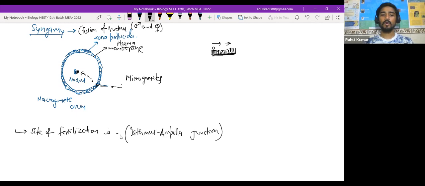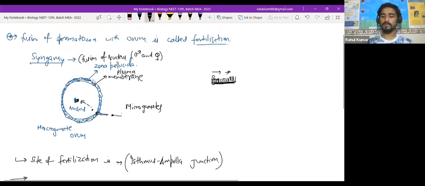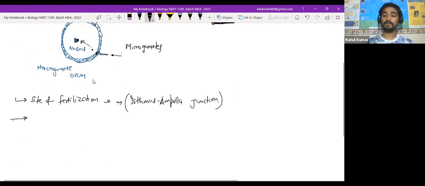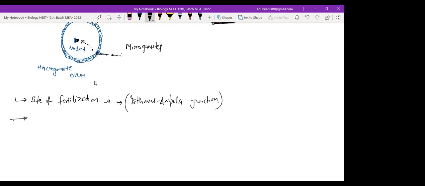Okay. What happens after fertilization? Keep noting these things. So I told you this happened. What syngamy is, is also clear to you. What happens after fertilization? Syngamy has happened. The two nuclei have fused. Now the cell which was haploid is now diploid. And from that moment onwards, it will be called a zygote, right? Now what happens to the zygote?